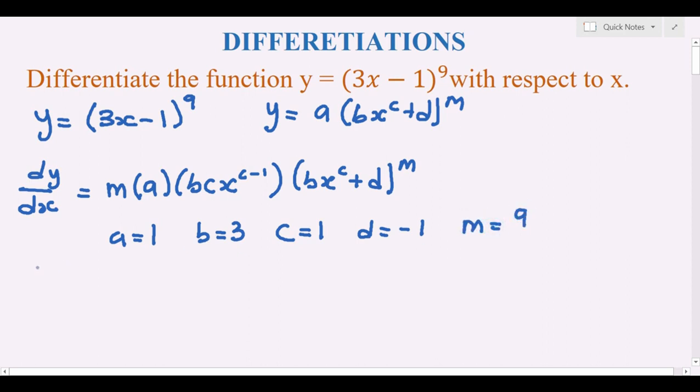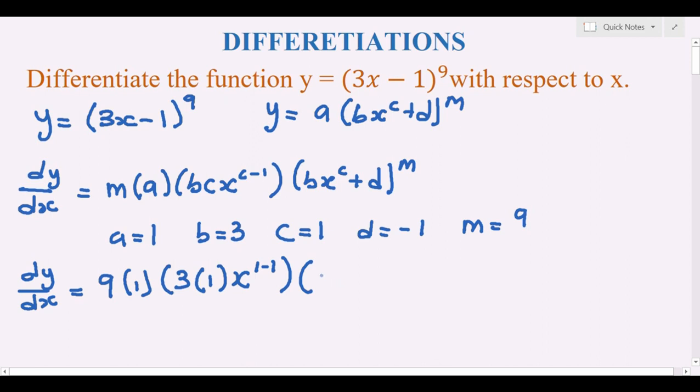So let us substitute these values in our differentiation. dy/dx will give us 9 into 1 into, our b is 3, our c is 1, x raised to the power 1 minus 1, into (3x^1 minus 1) all raised to the power 9 minus 1. Please, this is m minus 1.